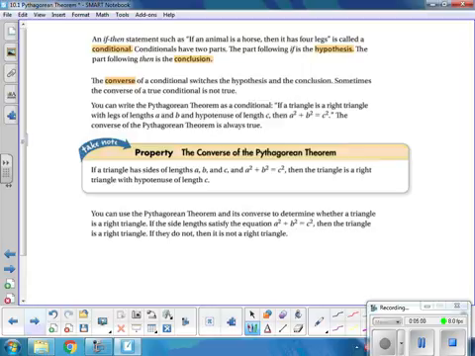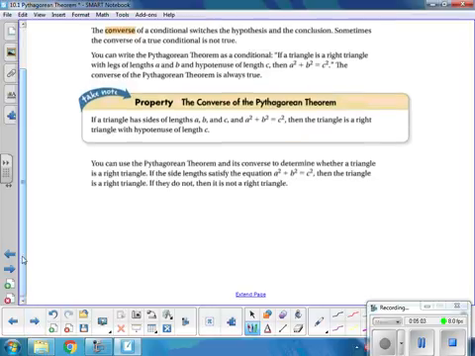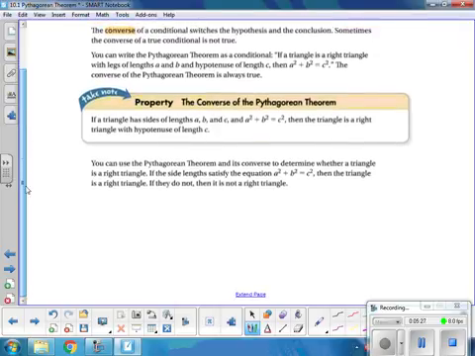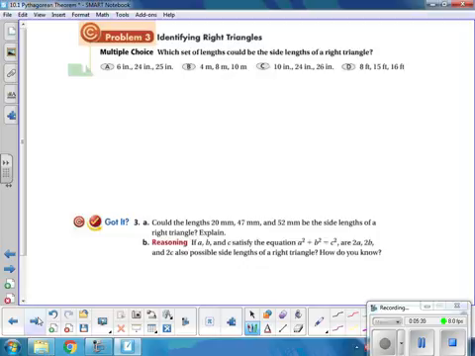So when you look at the Pythagorean theorem, we can utilize that concept to say, well, if a triangle has the side lengths of a, b, and c, and a squared plus b squared equals c squared, then the triangle is a right triangle with the hypotenuse of the length c. You can use the Pythagorean theorem and its converse to determine whether a triangle is a right triangle or not. So it's not necessarily about memorizing converses or conclusions or conditional statements, but this allows us to come back to three lengths of a triangle and utilize what we know to see, is this true? Can these three lengths make a right triangle?